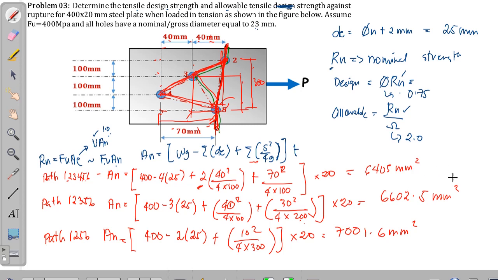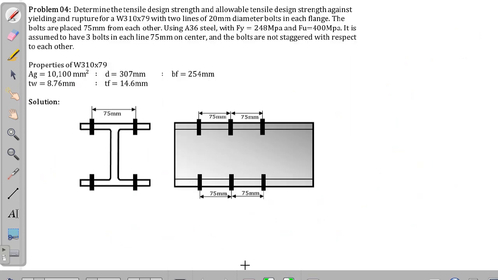So considering these three paths, ano yung magiging critical net area natin? Therefore, ang critical net area natin is the lowest area, yung 6405 mm squared. Okay? So pagka kinuha kasi natin yung 7,001.6, hindi nga siya mag-fail ng path 1, 2, 5, 6. Mag-fail naman siya sa path 1, 2, 3, 4, 5, and 6. Okay? So the lowest is the critical net area. So ang magiging AN na natin is equal to 6405 mm squared.